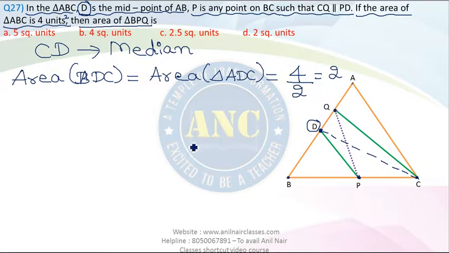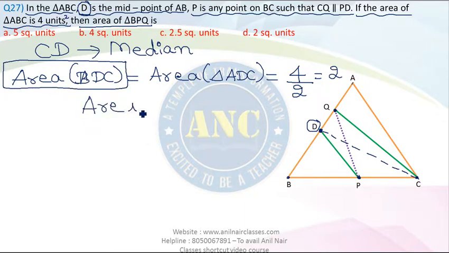Now, can I also say that area of, okay, let me take this particular part right now. Area of triangle BDC is known to us as 2 units. Okay, beautiful, sir. We know that. This entire BDC is 2 units.